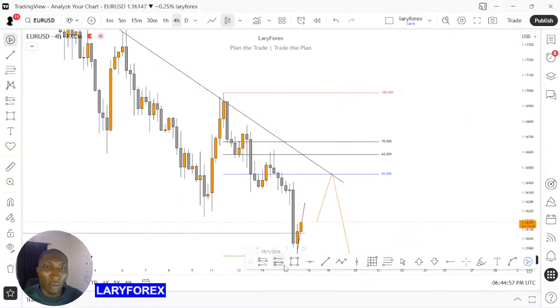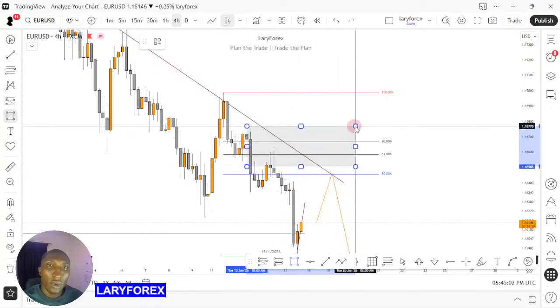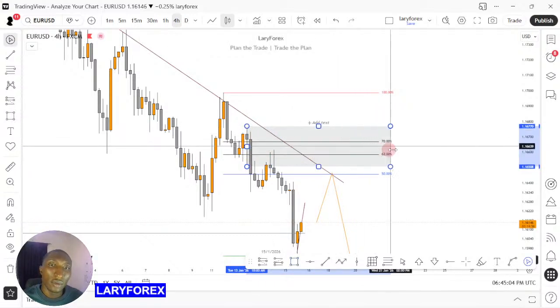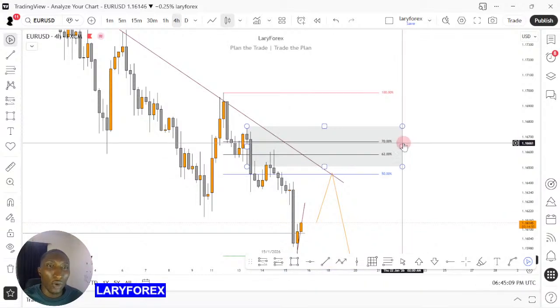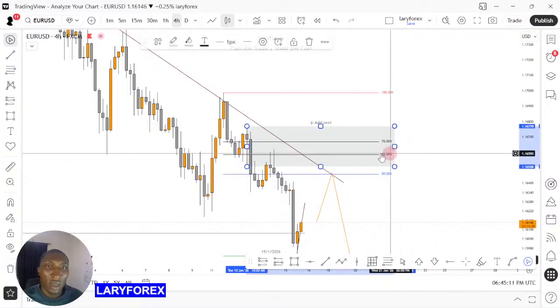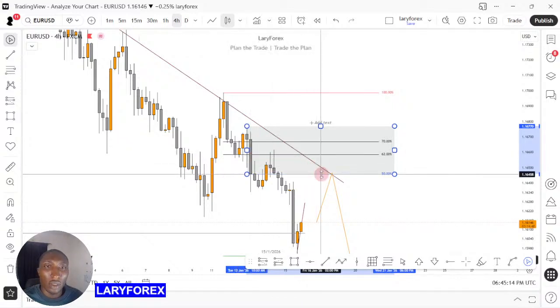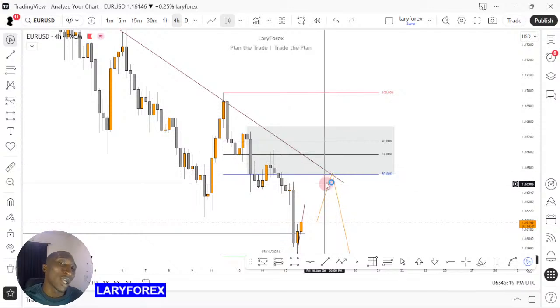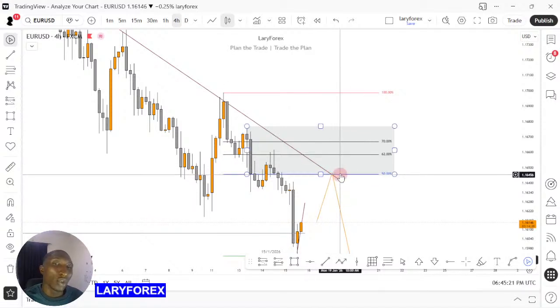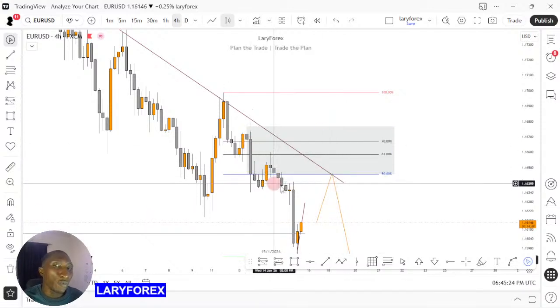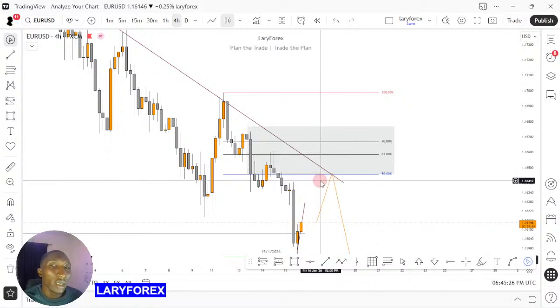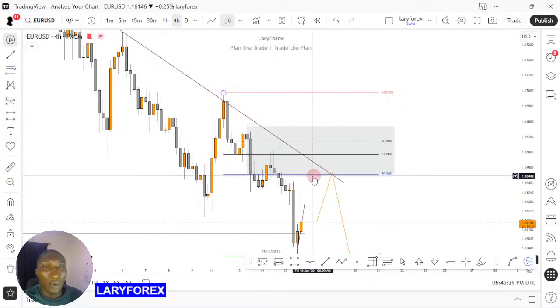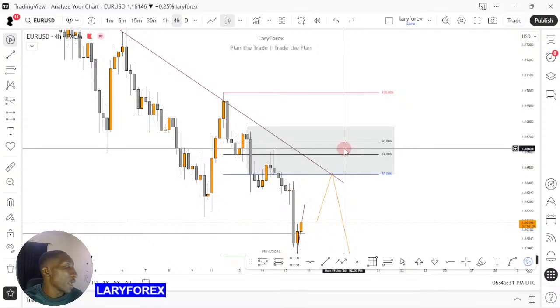We are looking to sell from this level. Everything inside this level is our point of interest, for the fact that it's not the equilibrium. You can see that this particular trend line now lies on the equilibrium level. So if price should actually seek liquidity from this equilibrium level, then we are getting a trend line break.